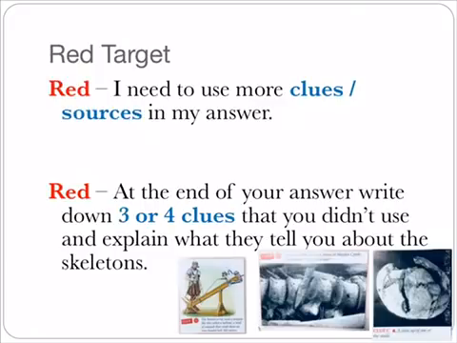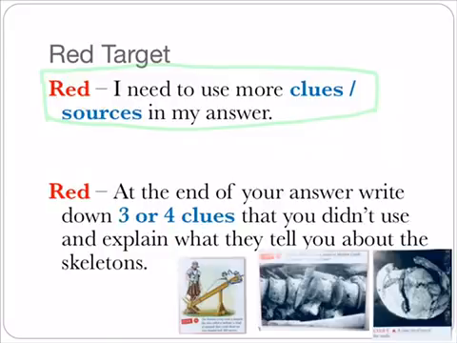Okay, so the red target is: I need to use more clues and sources in my answer. What you need to do is copy down this bit here in green pen. That's your target. So write that down underneath your assessment and also in the front of your book on your assessment page. This bottom bit tells you what you need to do. At the end of your answer, write down 3 or 4 clues that you didn't use and explain what they tell you about the skeletons.